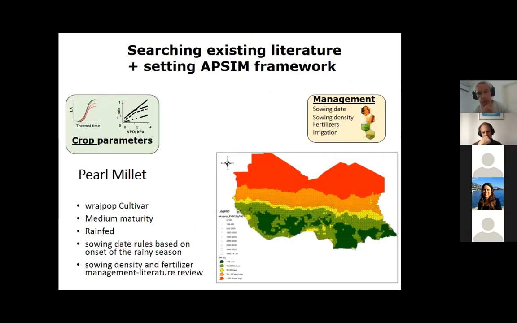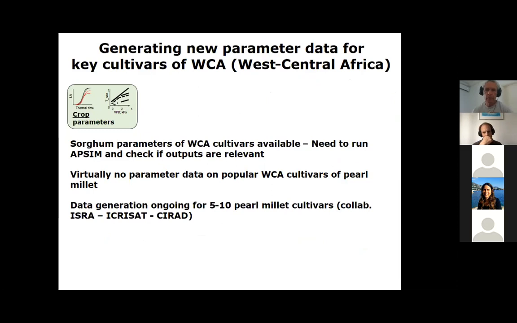We need to assemble crop parameters. And as it happens, in pearl millet we have crop parameters, but not for lines that are adapted to West Africa. So we need to generate those data. That's the kind of work that we've started doing here in Senegal with popular varieties of the location. So we need to generate the crop characteristics that we need for the crop model.